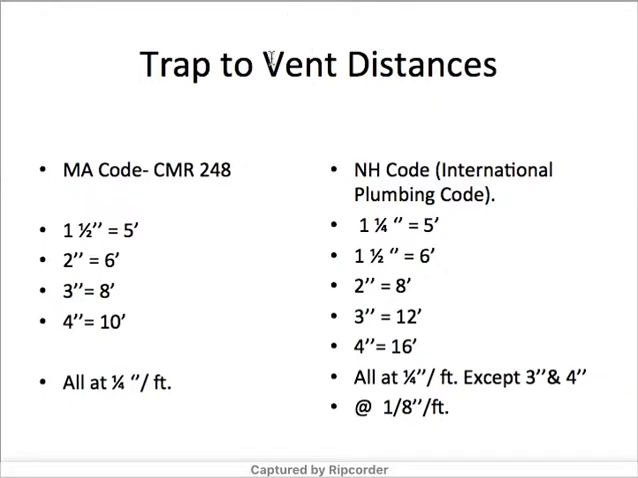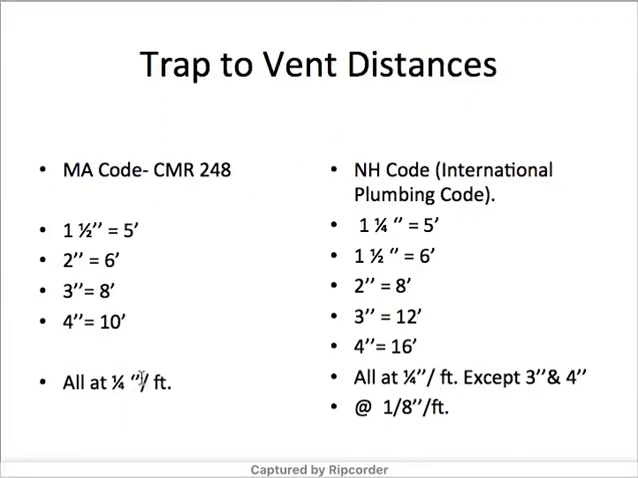Here are some of your trap to vent distances. Here's your Mass code, which is based off of CMR 248. Inch and a half, your trap to vent distance is 5 feet. 2 inches, 6 feet. 3 inches, 8 feet. 4 inch is 10 feet. All at 1/4 inch per foot. So says the book. That's just your trap to vent distance.